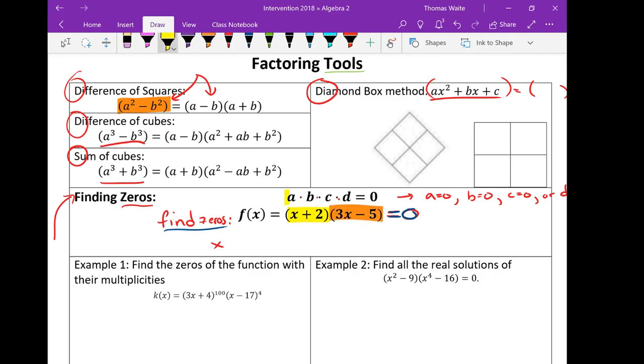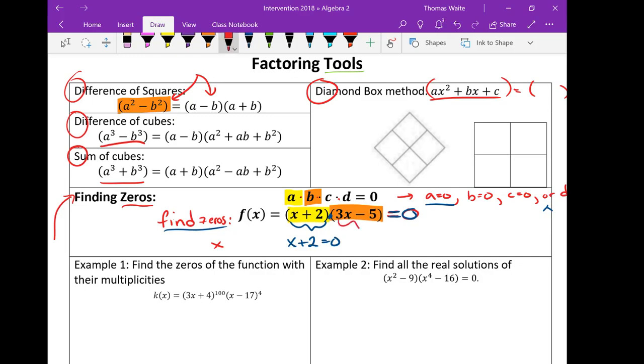So just like above, with the a and the b and the c and the d, we have things being multiplied together here equal to 0. And just like we found out above, if they're being multiplied together to get 0, any one of those terms could be equal to 0. So for example, this first term, x plus 2, could be equal to 0. That's a possible solution.